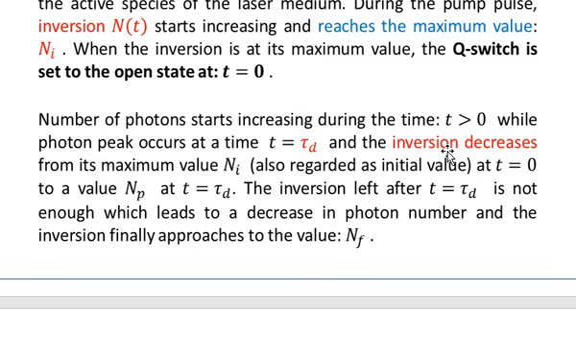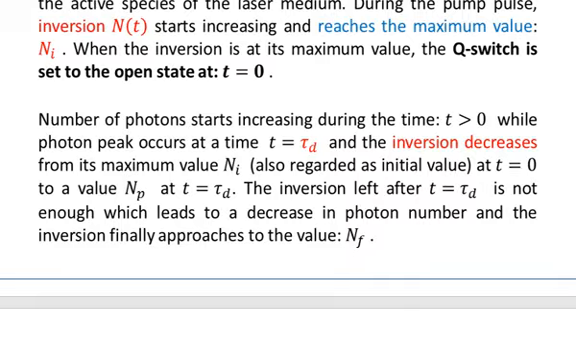And tau d is the time where the inversion decreases from its maximum value Ni, which is also regarded as the initial value at time t equal to 0, to a value Np at time tau d. So when the inversion falls from its initial value Ni to its value Np, the time taken is regarded as tau d. The inversion left at time t equal to tau d is not enough, which leads to a decrease in photon number, and the inversion finally approaches the value Nf.